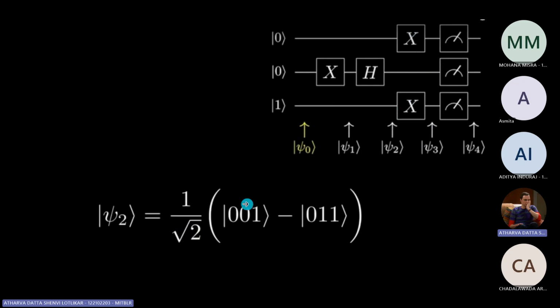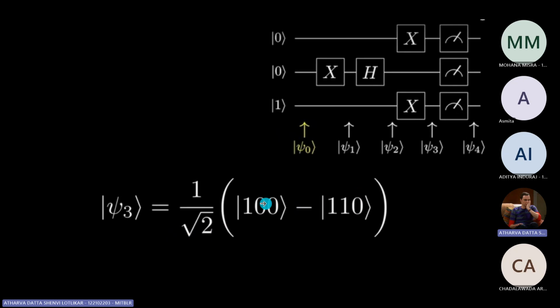So I'll just show you here. This is for the first one and the last one. If you apply X gates at the first and the last one, these two values will become 1 and the last one will become 0. They're just inverting themselves. So it's a NOT gate basically. So your phi 3 value will become this.